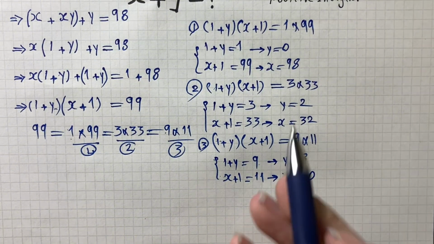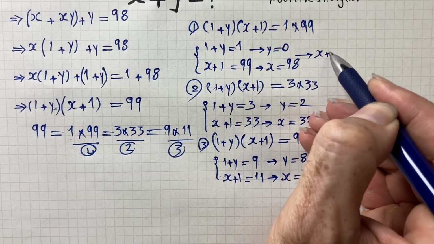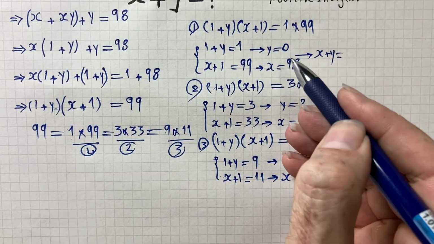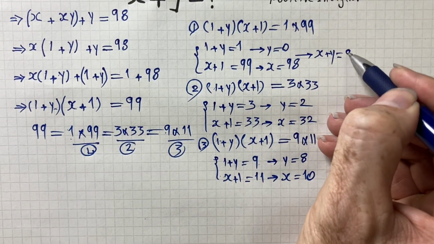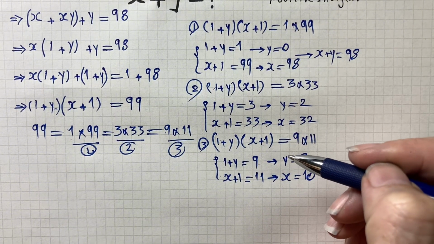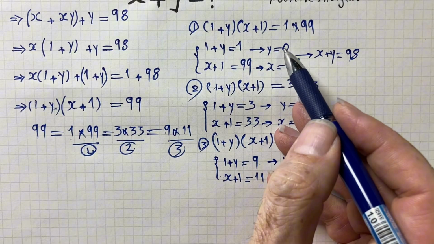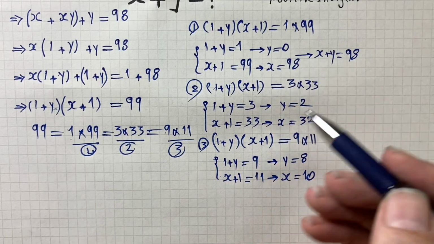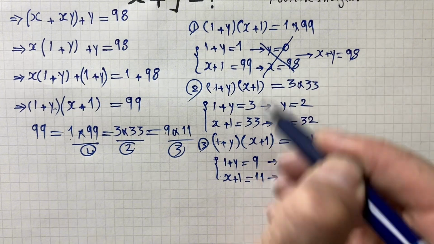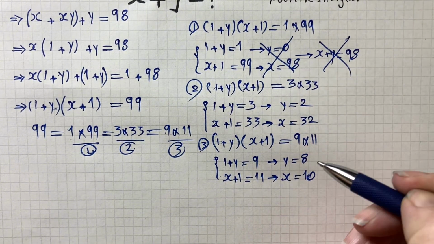So let's see, from case 1, we are going to find x plus y, right? So 0 plus 98 is 98. But remember, the question says x and y are positive integers. 0 is not a positive integer. So we cannot accept this one. This is not a valid answer.